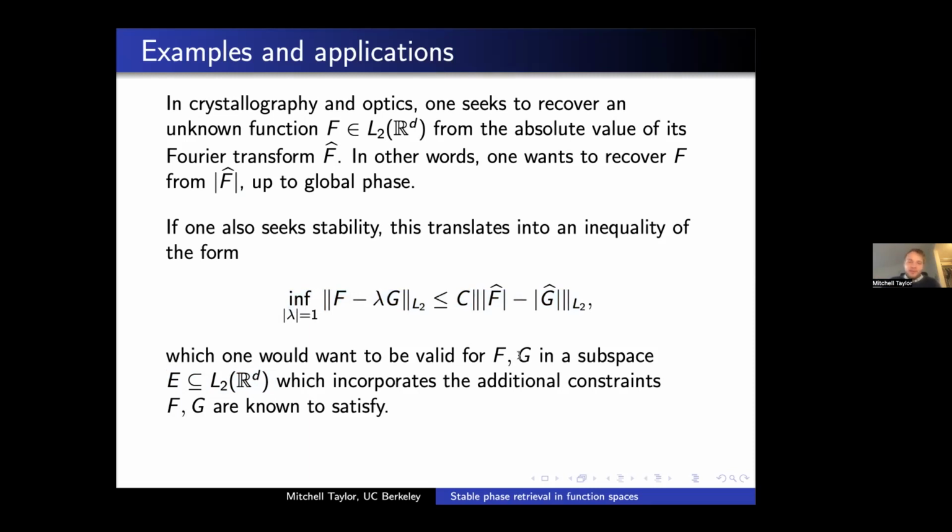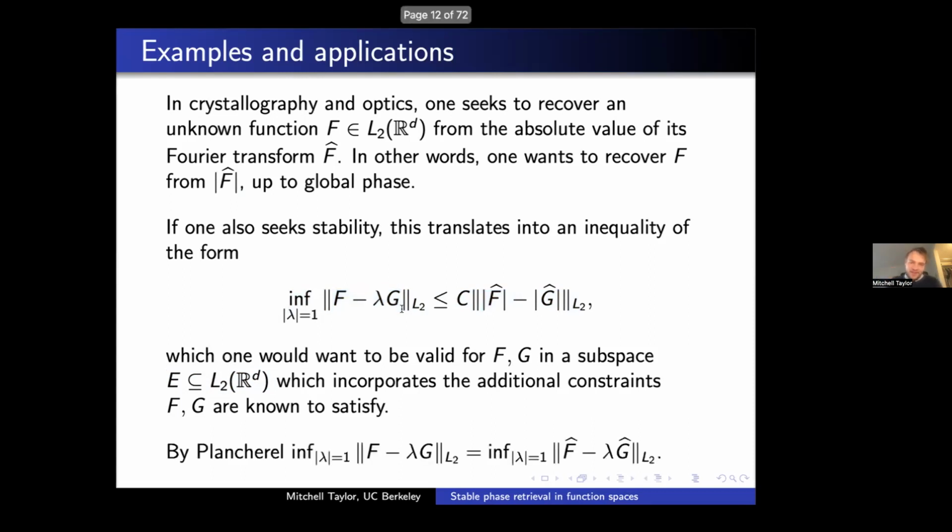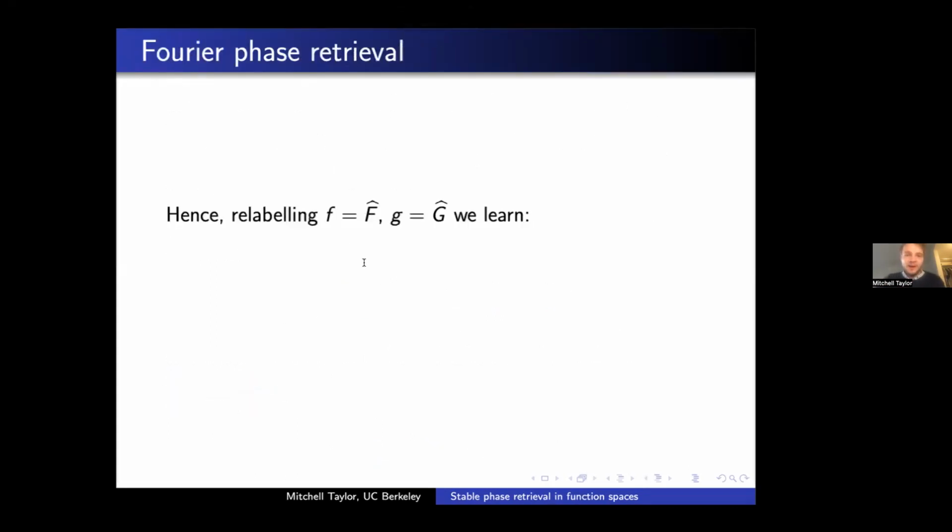I'll point out here that this inequality doesn't exactly look like the one on the previous slide, because I have Fourier transforms on the right-hand side, but not on the left-hand side. Luckily, we all know Plancherel's theorem, which says that I can put the Fourier transform wherever I want in L2. So what I'll do is put hats on the left-hand side, so the hats match the right-hand side, and I'll change my notation. I'll define f to be capital F hat and g to be capital G hat.